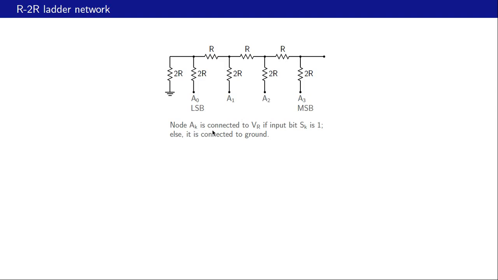Node AK is connected to VR, the reference voltage, if input bit SK is 1, else it is connected to ground. For example, if our LSB S0 is 1, then the voltage at this node will be VR, otherwise it will be 0.